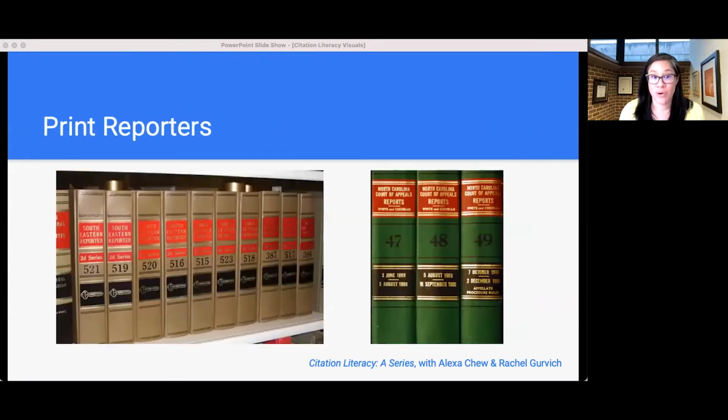Now for reported judicial opinions. This is an opinion that is in at least one print reporter. A reporter is just the name of a book that has a bunch of judicial opinions in it. Usually they are ordered by date and court.